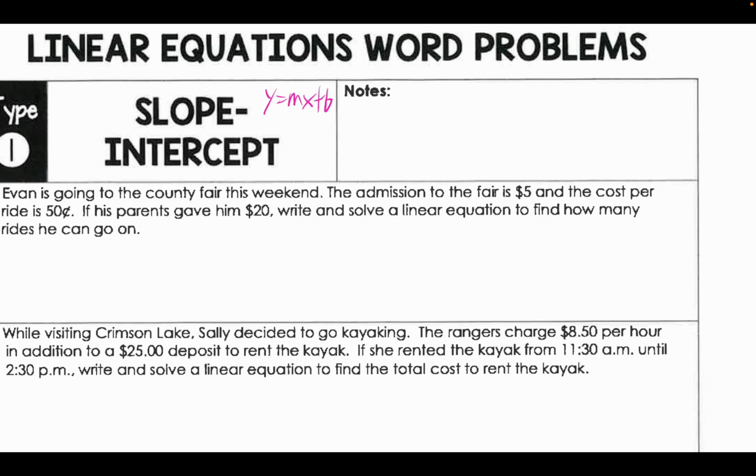And our note here is that we use this slope-intercept form to start off our word problems when you are given a rate of change or slope or m and a starting point, which would be your b or y-intercept.